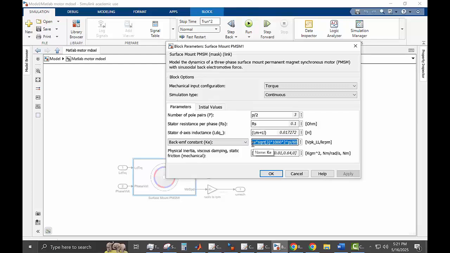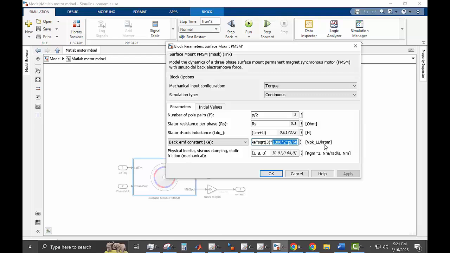And then the back EMF constant, as I mentioned, they don't use the one that we have been using in the class, which is peak voltage per peak radian per second. They instead use peak line-to-line voltage per kilo RPM. So that's where the scaling factor comes from. We go from phase peak voltage to line by multiplying by a factor of square root of 3. And then this takes it from radians per second to kilo RPM.